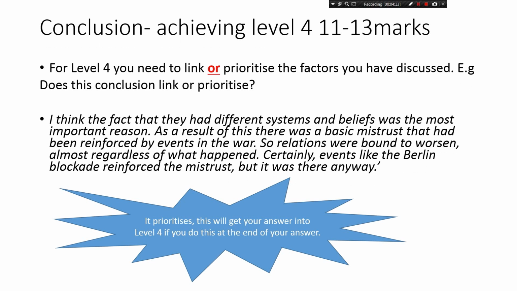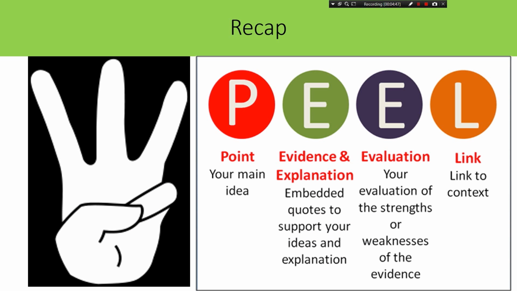Okay, this one, for example, I think the fact that they had different systems and beliefs was the most important reason. This person prioritized. They've said which one was the biggest. As a result of this, there was a basic mistrust that had been reinforced by events in the war, so relations were bound to worsen, almost regardless of what happened. Okay, so it's doing that little bit of prioritization. It's quite a weak conclusion, but that is good enough to get you into level 4 if you've done the 3 PEE paragraphs.